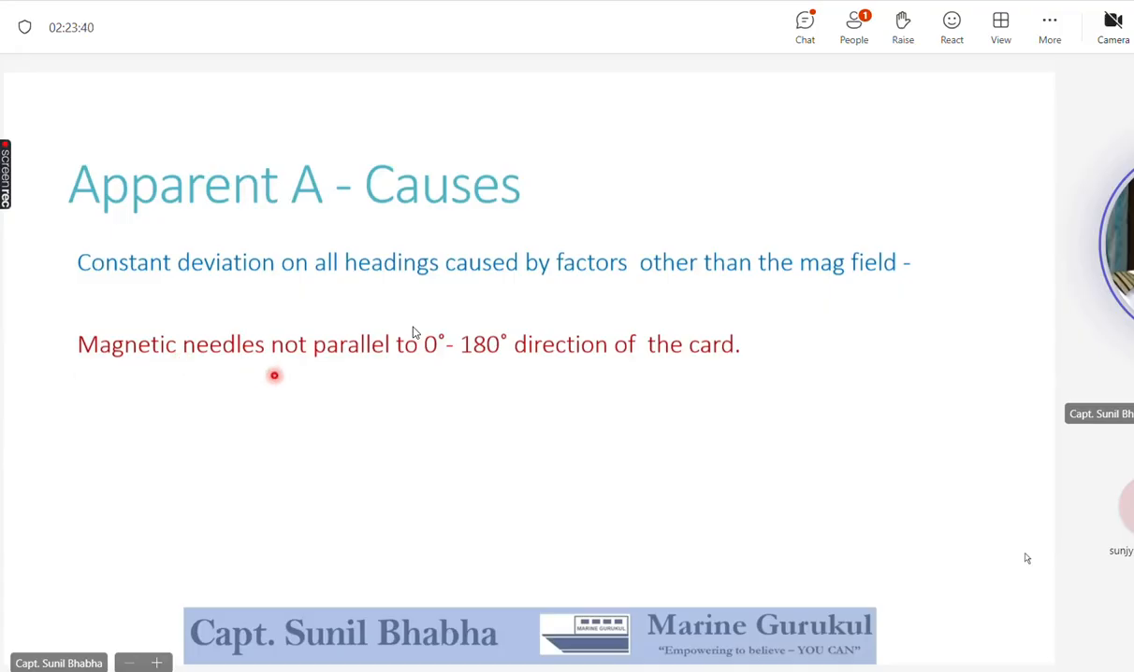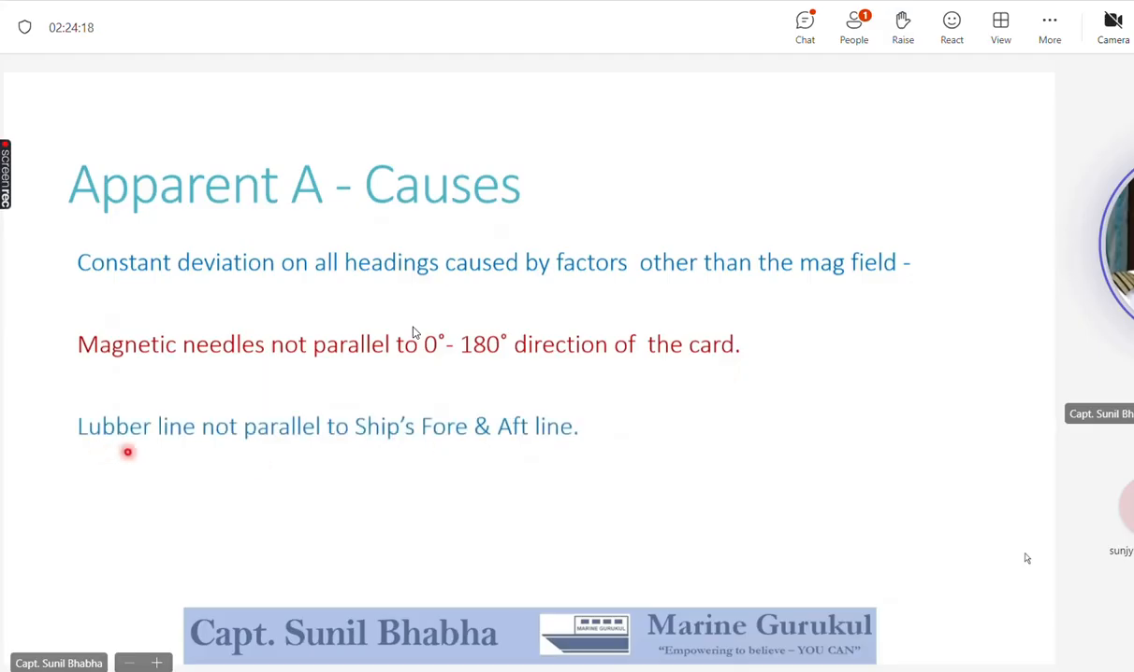You can have the magnetic needles of the card not parallel to the 180 degree direction of the card. Now this is a manufacturing defect. You can visualize a card is being printed. The magnets are to be fitted exactly in the 000/180 direction. But if during the construction of the card, the magnets are fitted slightly at an angle, let us say 002 and 182 direction, there will always be a slight error which the compass will show. This has got nothing to do with magnetism, so this falls under apparent A. That's a manufacturing defect in the card.